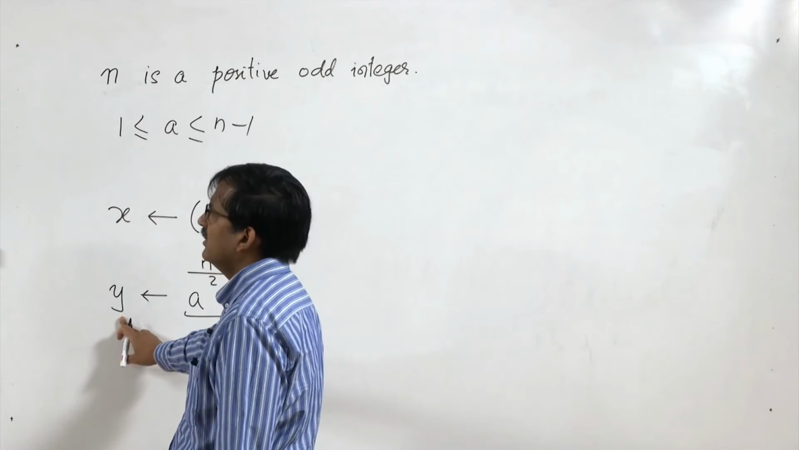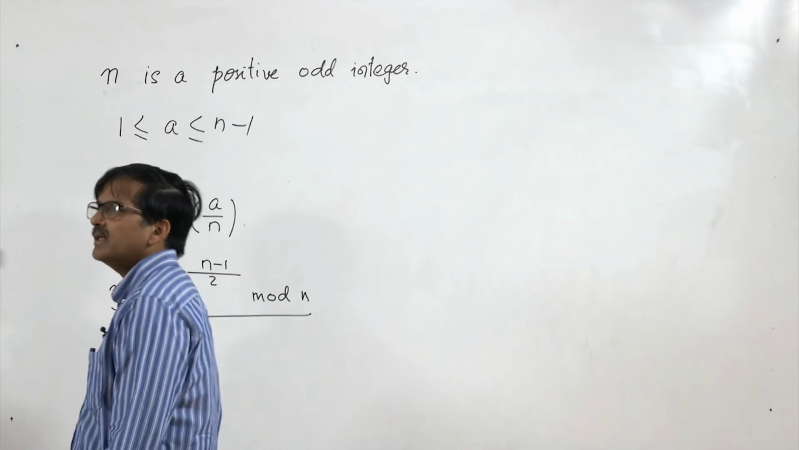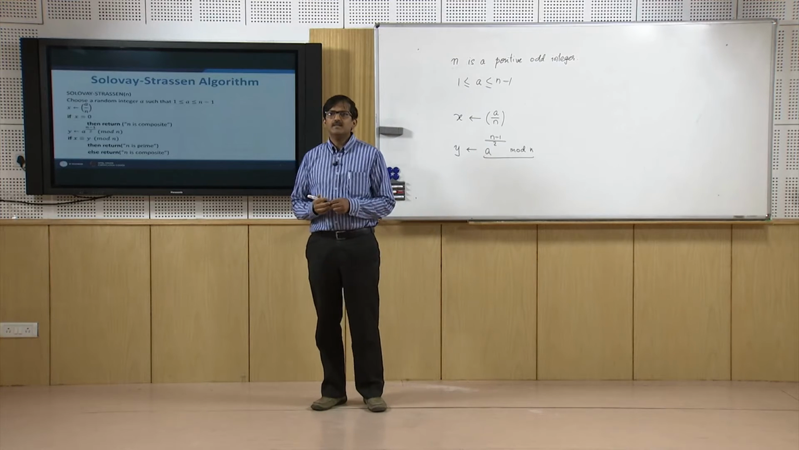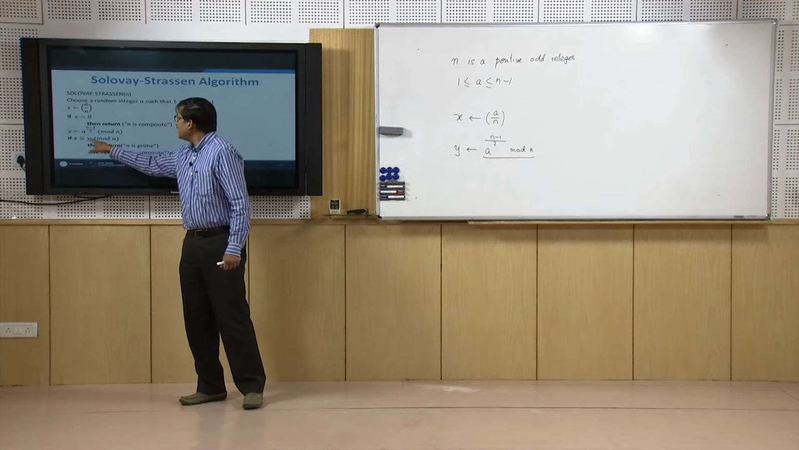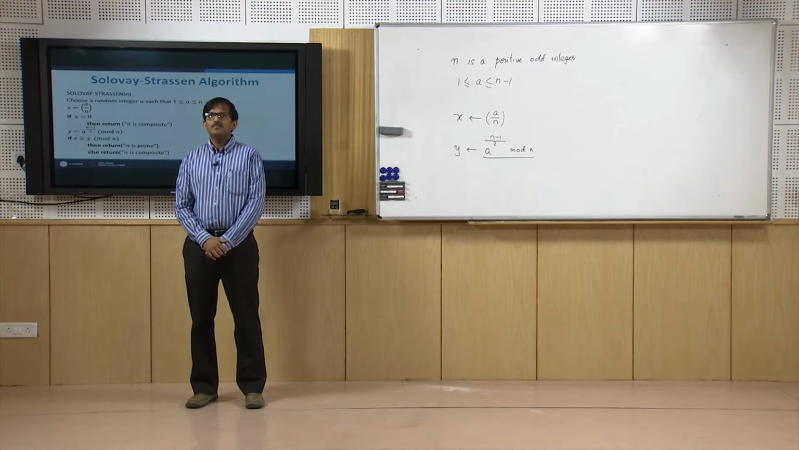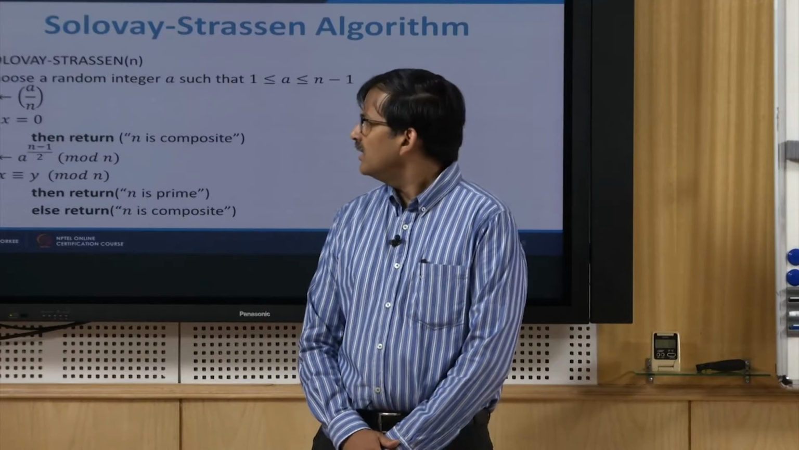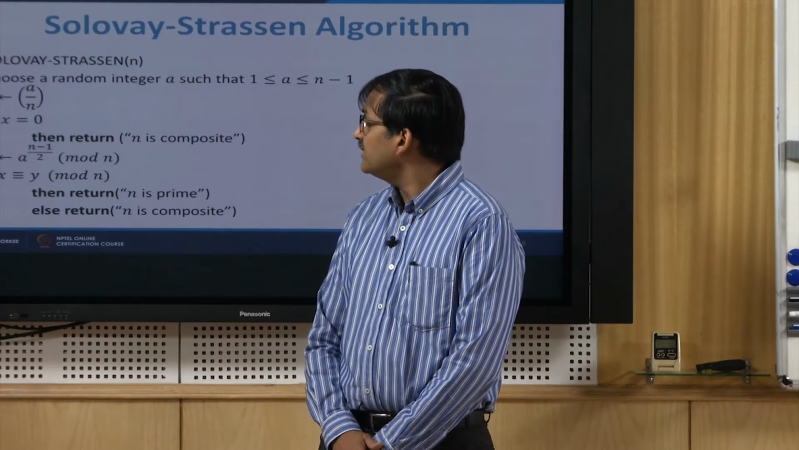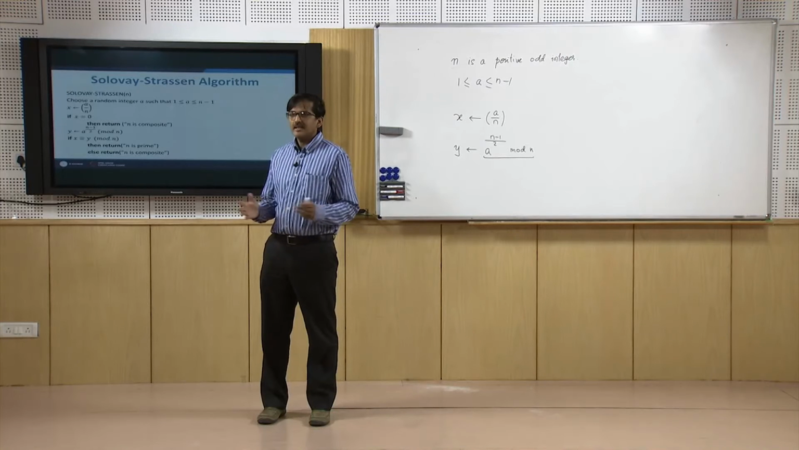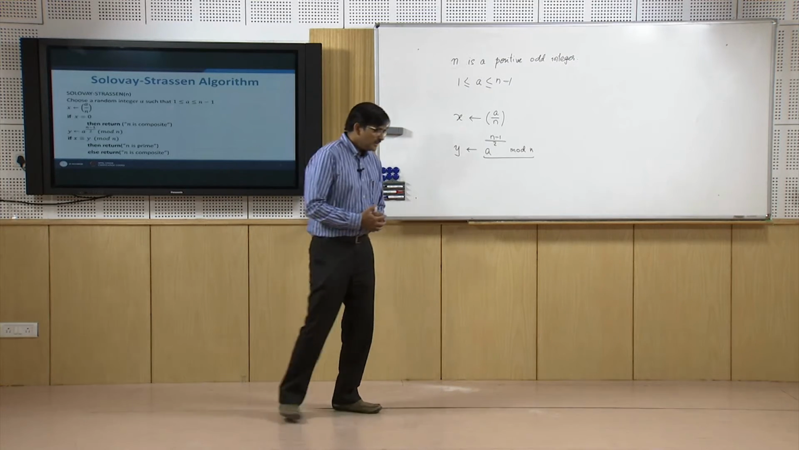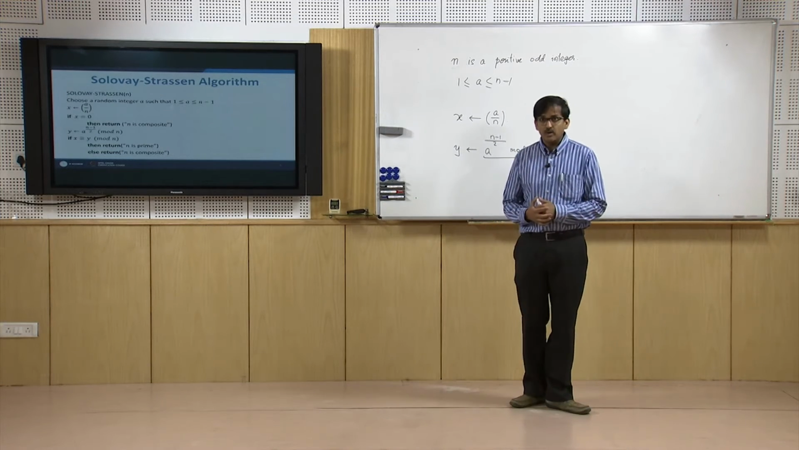compute that, and then in the next step we have to compare x and y. If we see that x and y are equal, that is to say if x is congruent to y mod n, then we will say that n is prime, else we will return as n is composite, and that is the algorithm. Now, the question is that why it works?